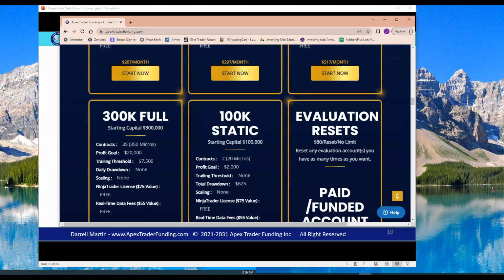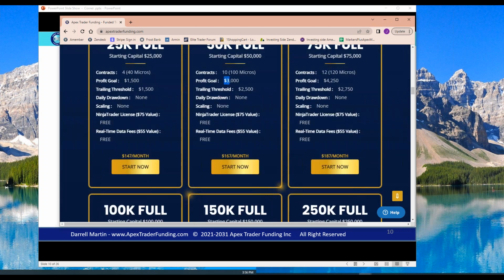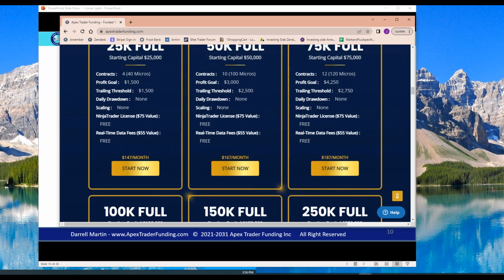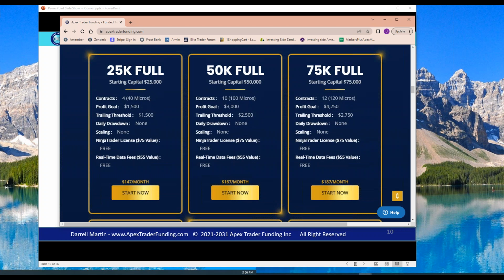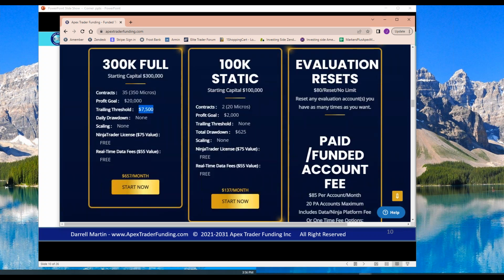And on the 300K account, though, you got to make $20,000 to pass. Up here, you only got to make $3,000 to pass. So that's a pretty big difference, right? But on this account, your max trailing loss is 2,500. Up here, it's 7,500, right? So it's as simple as this.